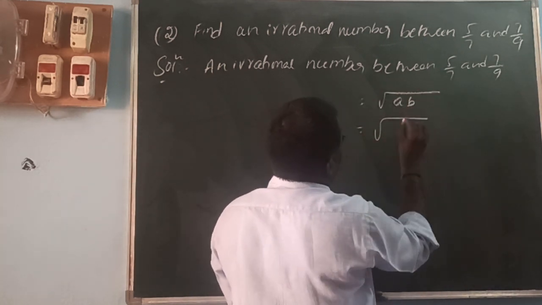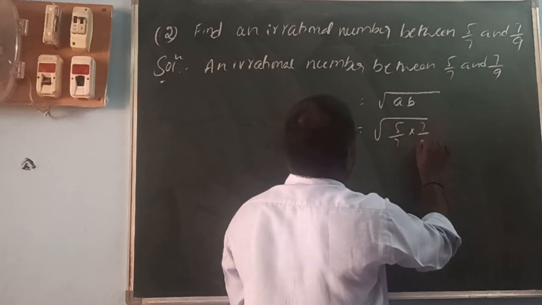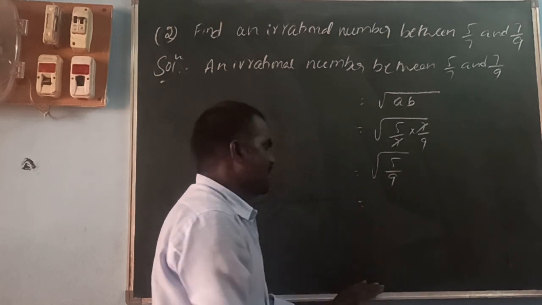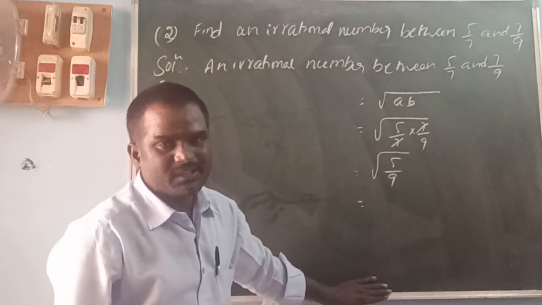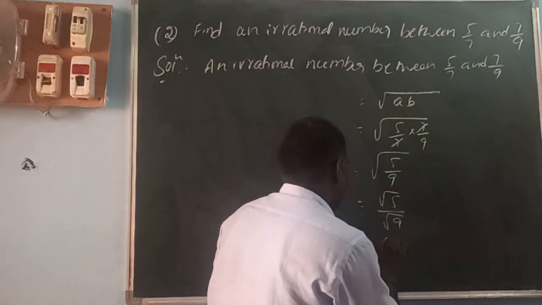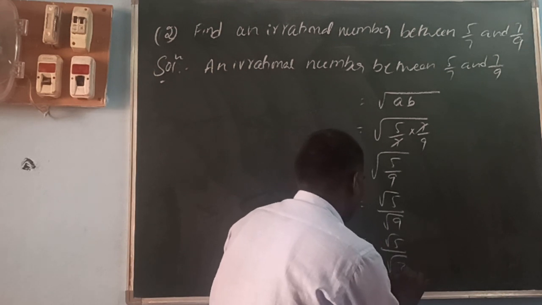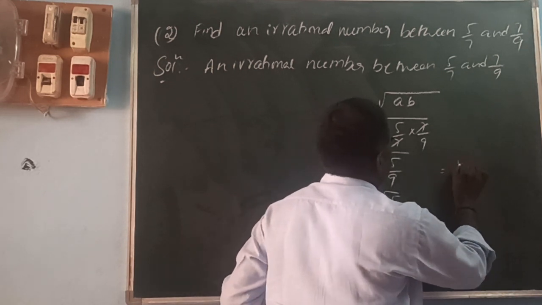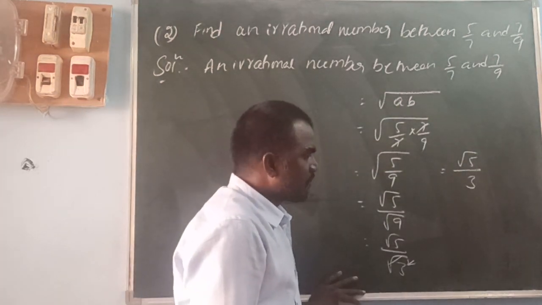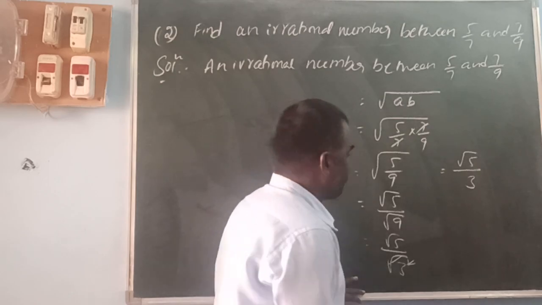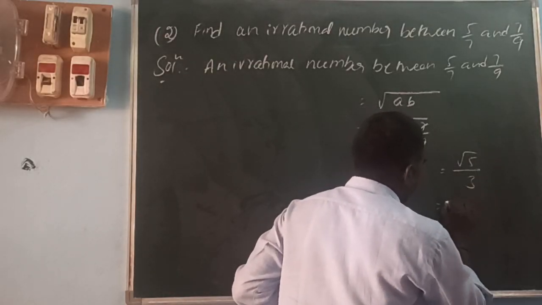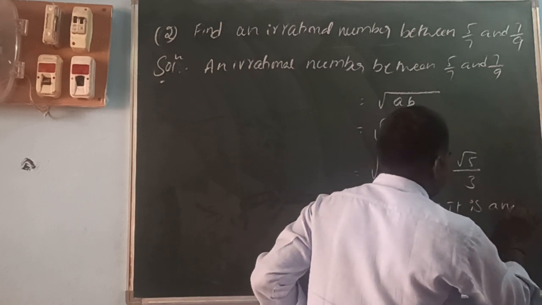That is equal to the square root of 5 by 7 into 7 by 9. The 7s cancel. That is the square root of 5 by 9. The square root of a by b is equal to the square root of a by the square root of b. So that is root 5 by root 9, and root 9 is the square root of 3 squared. The square root cancels the square, giving root 5 by 3. An irrational number divided by a rational number becomes an irrational number. So root 5 by 3 is an irrational number.